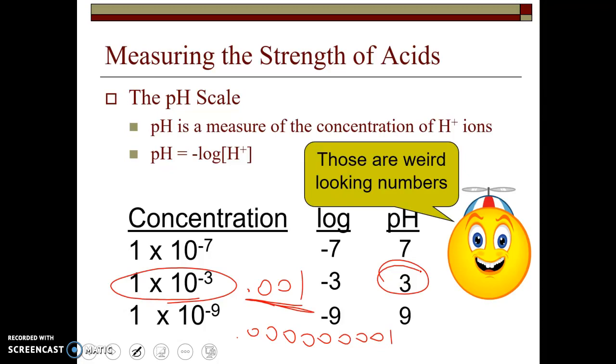So now you know what you need to know about acids and bases and neutralization reactions. So good luck, and happy working with acids and bases.